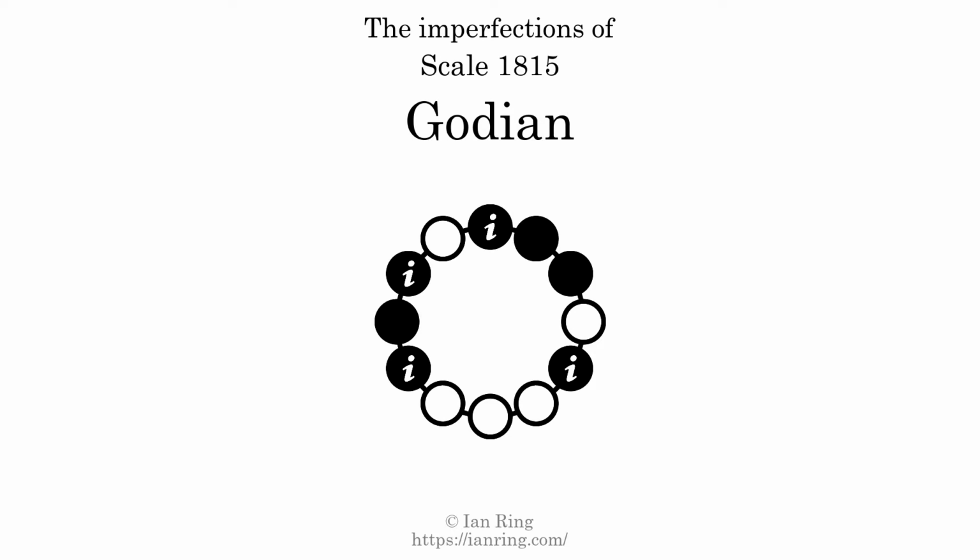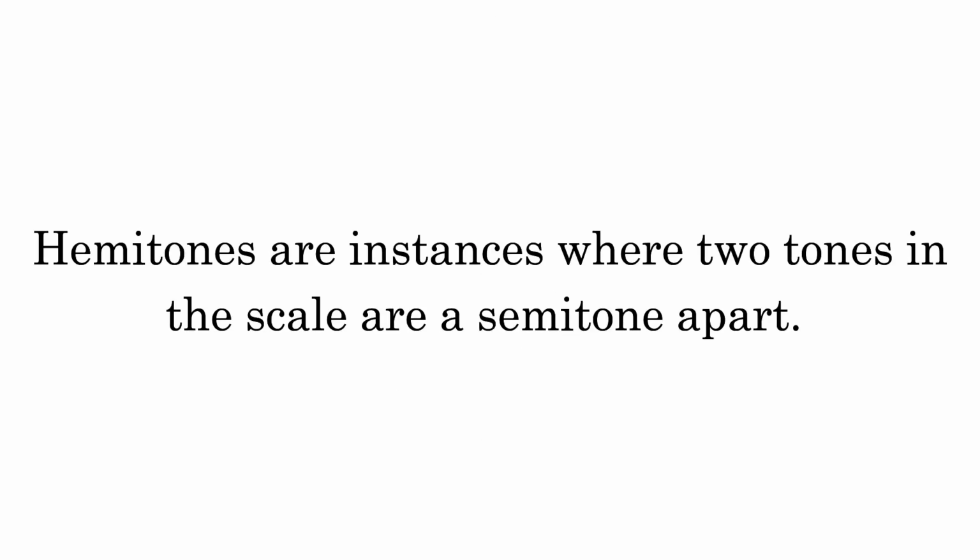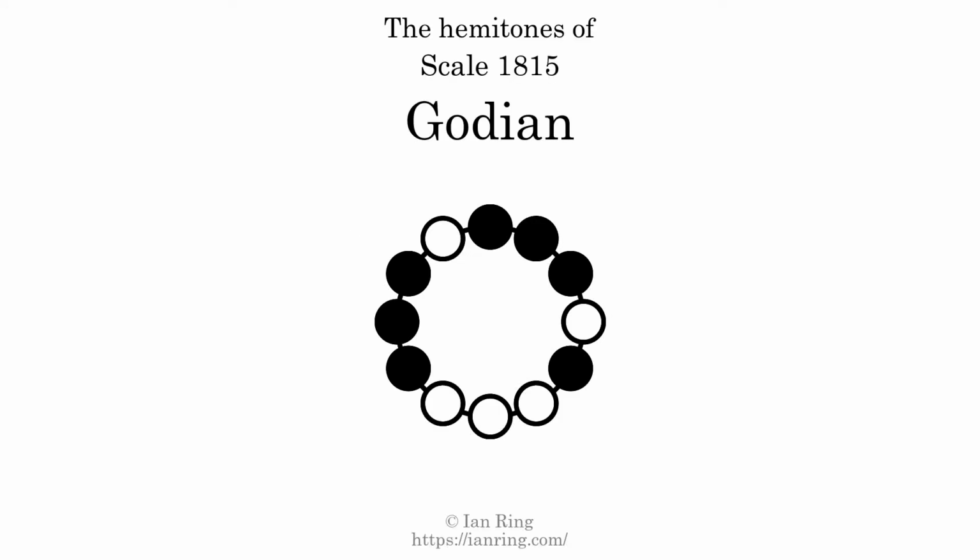They are at positions here, here, here, and here. Hemitones are instances where 2 tones in the scale are a semitone apart. This scale has 4 hemitones. They are at positions here, here, here, and here.